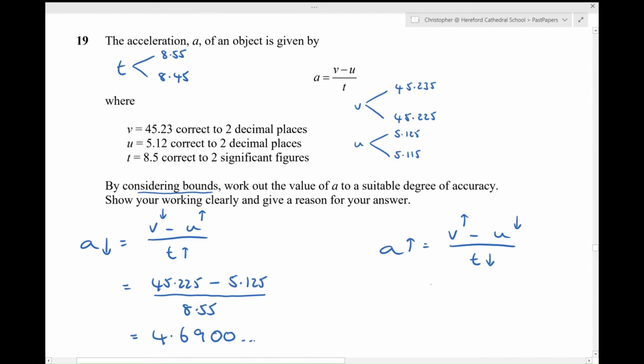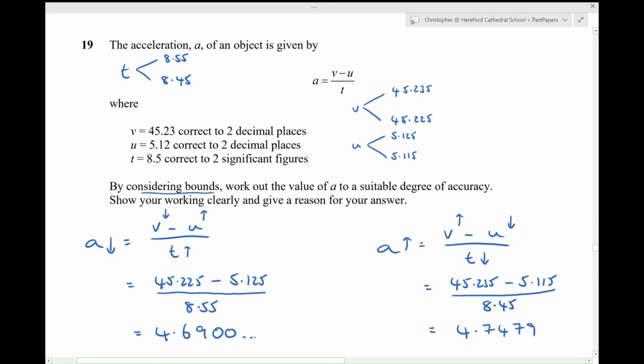Now let's do the same on the right-hand side. I want the highest possible value of a, so I choose the highest v, 45.235, the lowest u, 5.115, and the lowest t, 8.45. Put all that in my calculator, and I get the answer 4.7479.